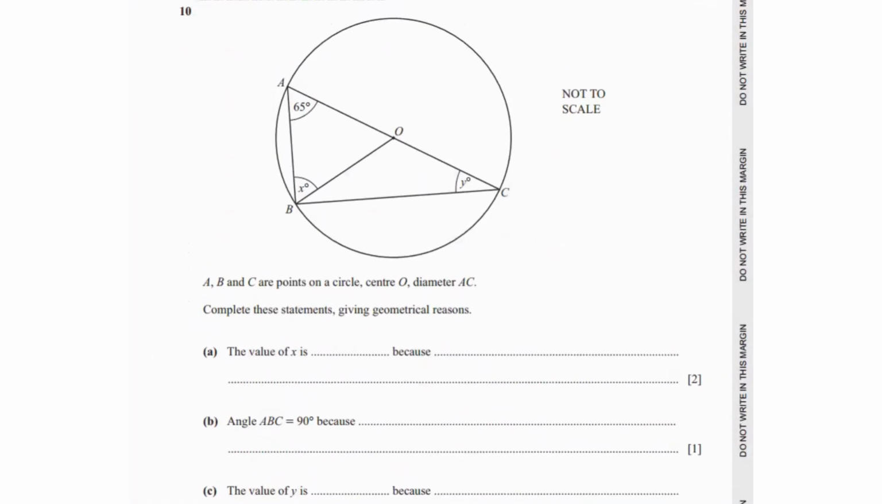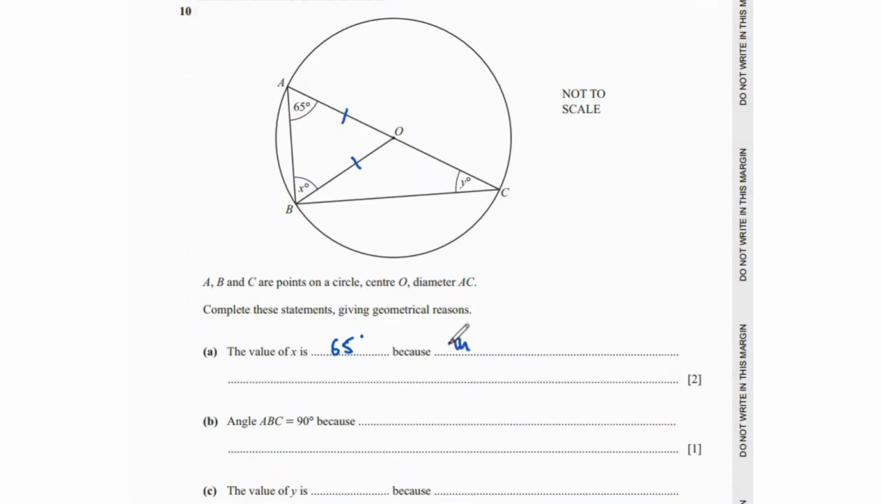Then it says A, B, and C are points on a circle, center O, diameter AC. Complete these statements giving geometrical reasons. The value of x is 65 degrees. Why? Because OB equals OA, and they're the radius. If the lengths are the same, the angles are going to be the same as well because we have an isosceles triangle.